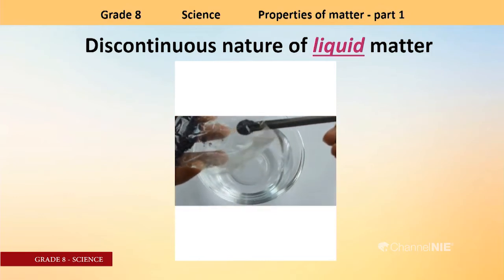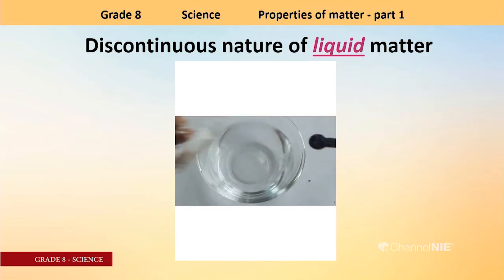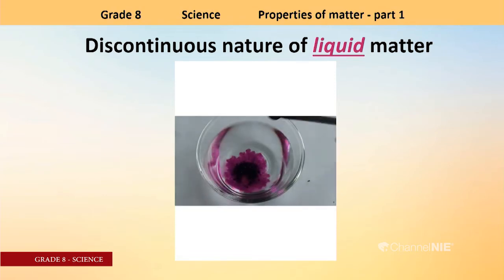Keep in your mind, we are going to check the discontinuous nature of a liquid. Here the liquid is water. I think you can remember the meaning of discontinuous. So, because of the spaces among the water particles, that purple color can go through. So, that is a simple activity, but you have to explain it in science. Okay.